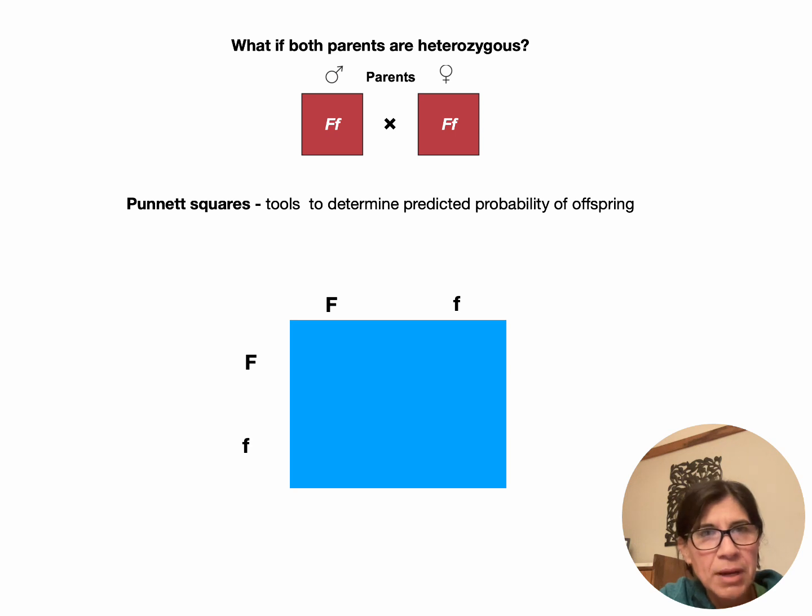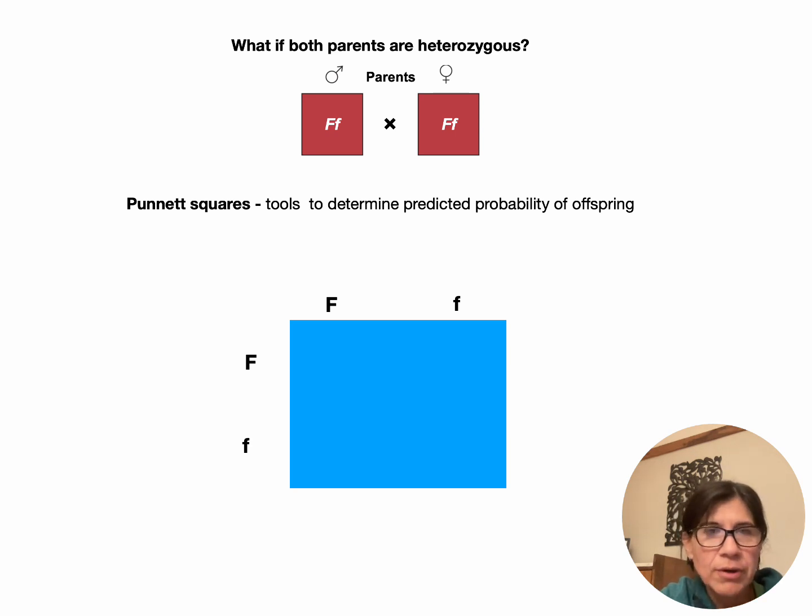What if we had parents that were both heterozygous? They both have big F, little f. So what is their phenotype? Remember, big F stands for freckles, little f, no freckles. So both parents have freckles and they're heterozygous. And what if we wanted to predict, if these two adults had a child, would that child have freckles or no freckles? So a Punnett square allows us to calculate the probability of what potential offspring would look like.